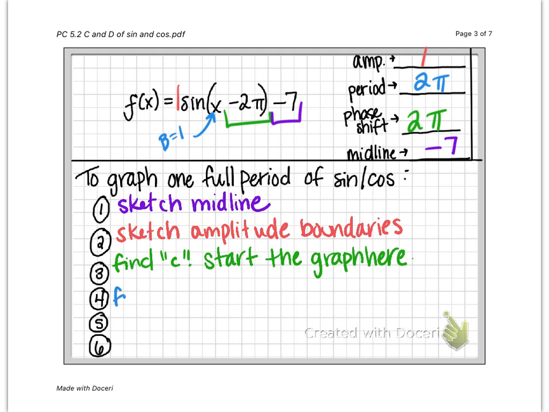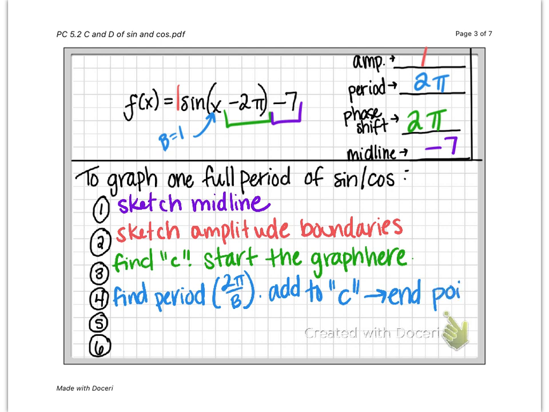Number 4, you're going to find the period of the function. So 1 full rotation. And to find the period, we use 2 pi over b. You add 1 full period to the C value, which will give you your end point. So if we start at C, we add 1 full period, then that value will be the end point. So that will be our 5th critical point. So we have our C, which is our first, and then we have our ending point, which is our 5th.